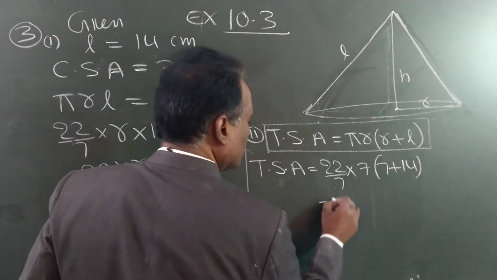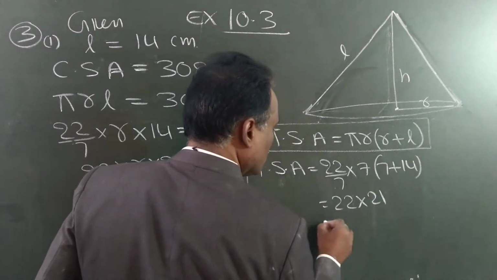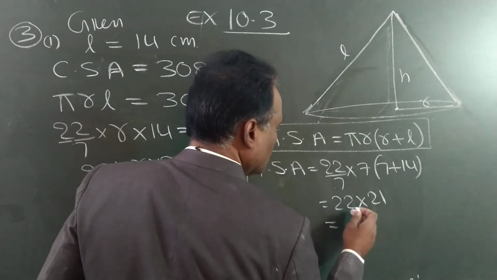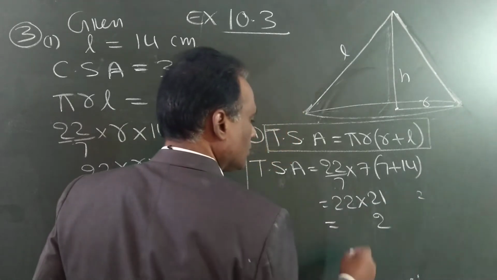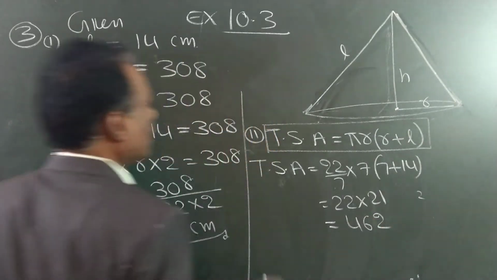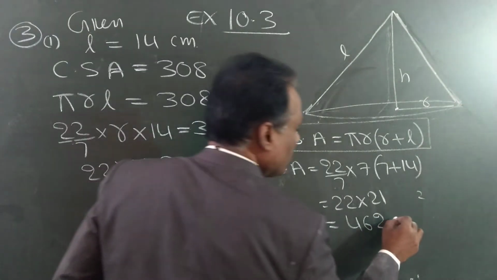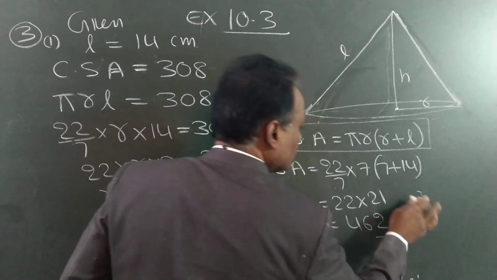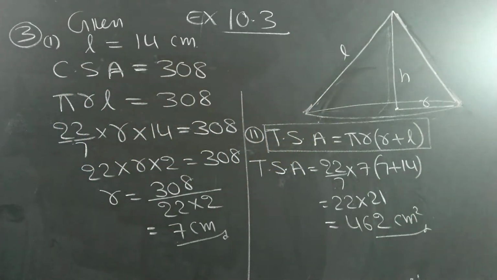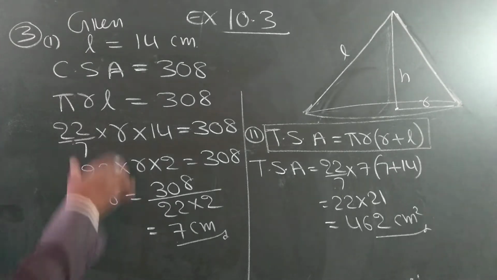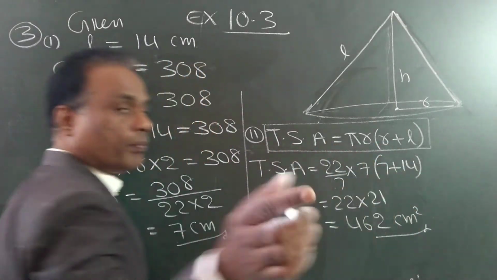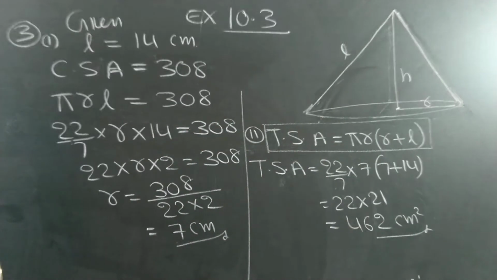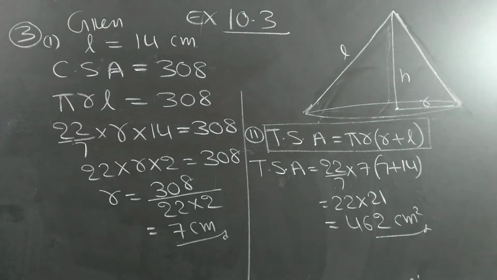Seven cancel. This is in centimeters, which means the area will be in centimeters square. Just practicing the formulas. Curved surface area formula I gave is pi RL, and the total surface area formula is pi R into R plus L, which is pi RL plus pi R square.